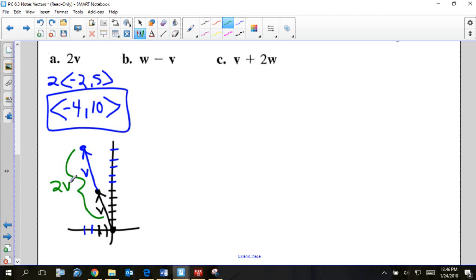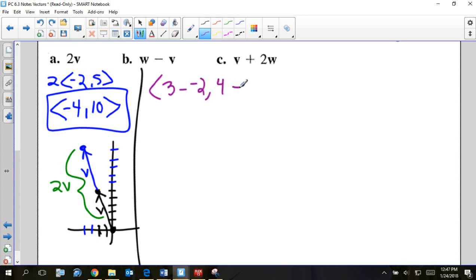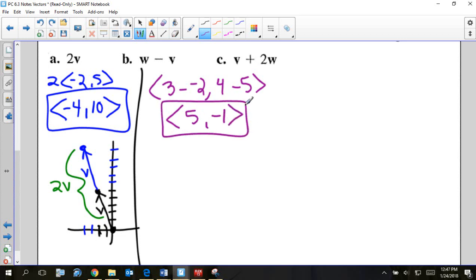Okay? So let's do B. B is W minus V. So I don't have to keep scrolling up and down. So W is 3, 4, and we're going to subtract V. So we'll do 3, and then we're going to subtract -2, and then we'll do 4, subtract 5. So I get my new component form, which is 5, -1.